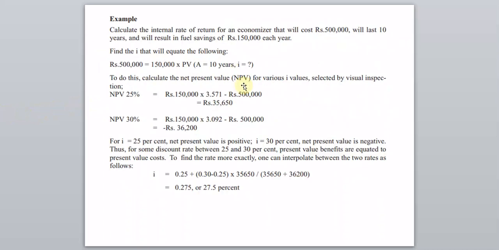Now we are going to see the next point. There is an example over here for internal rate of return. You can solve it on your own. I'll give you this in the assignment.